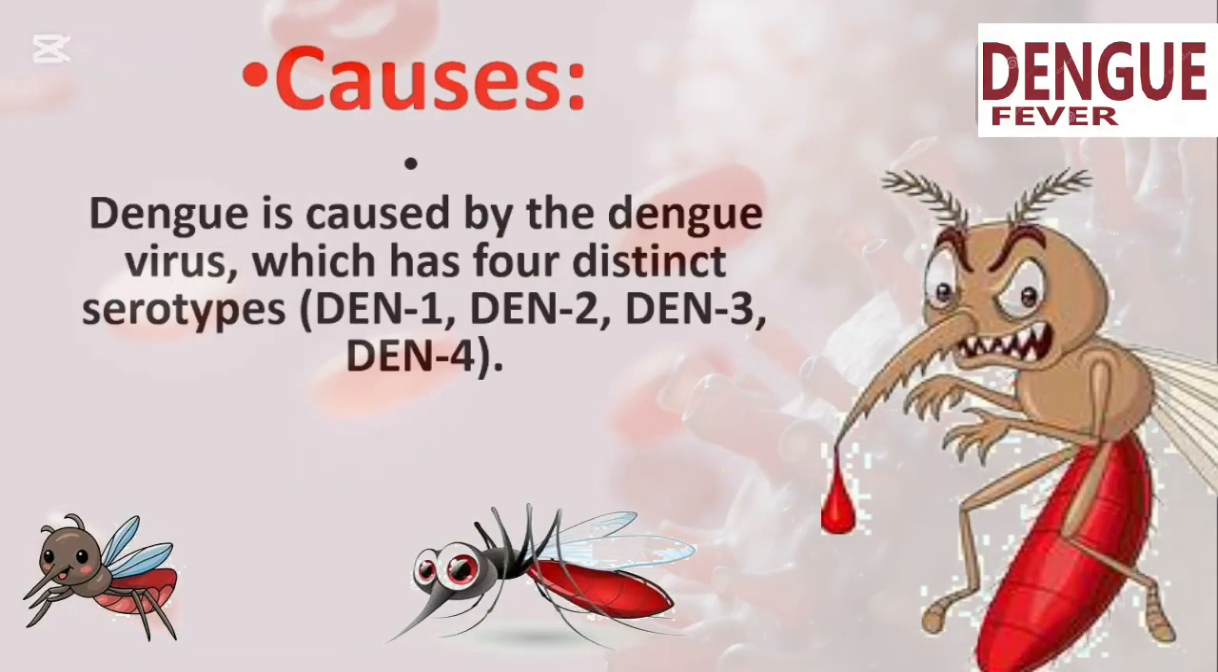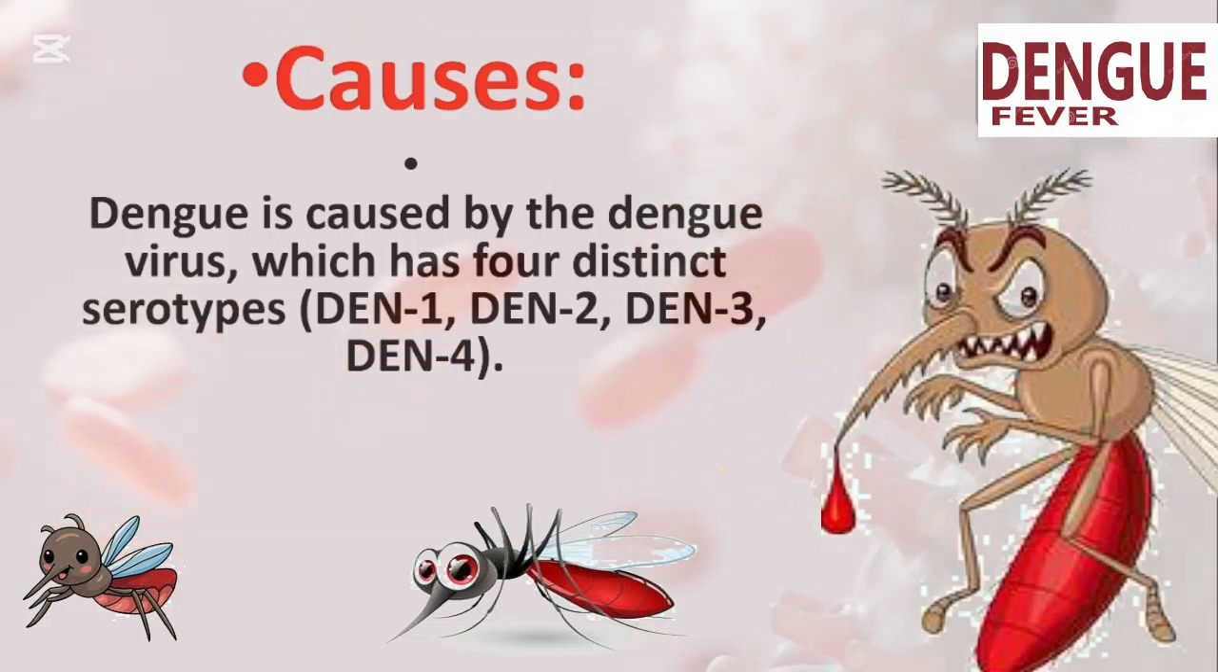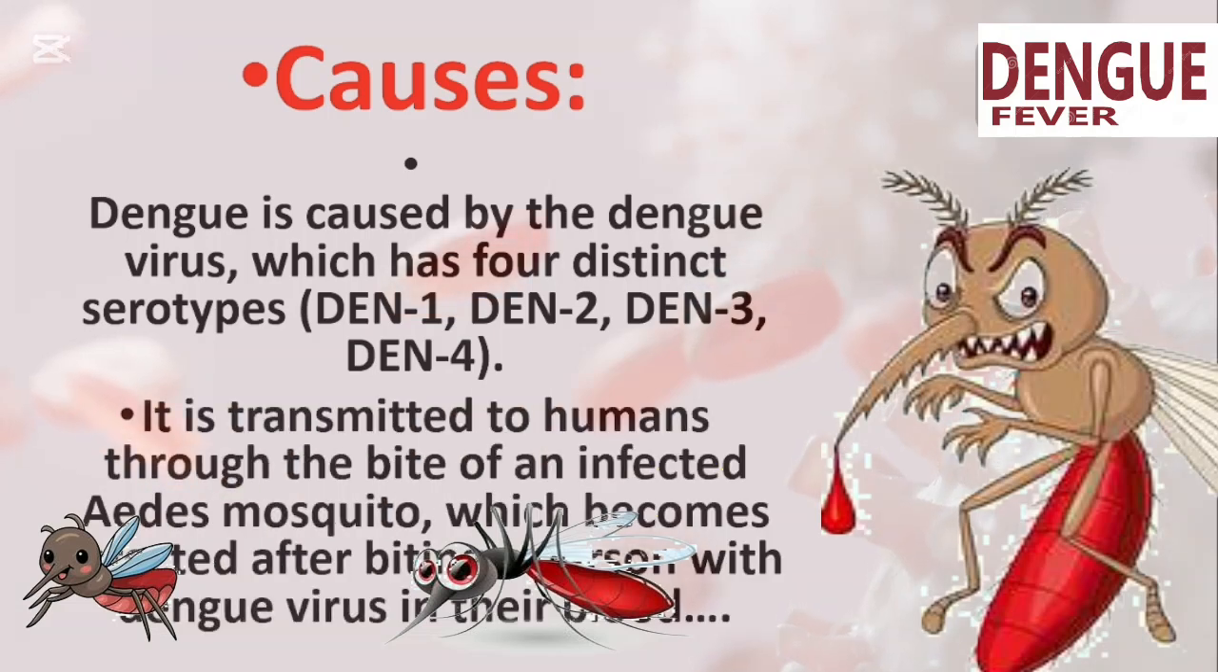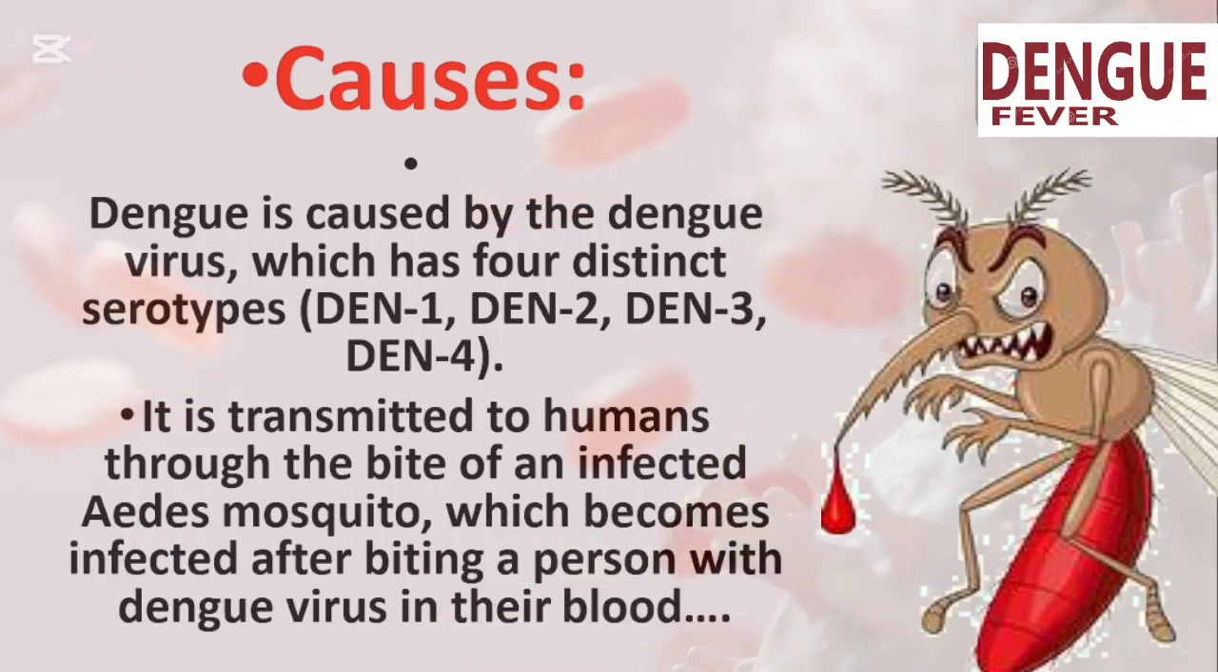Causes: Dengue is caused by the dengue virus, which has 4 distinct serotypes: DEN1, DEN2, DEN3, DEN4. It is transmitted to humans through the bite of an infected Aedes mosquito, which becomes infected after biting a person with dengue virus in their blood.